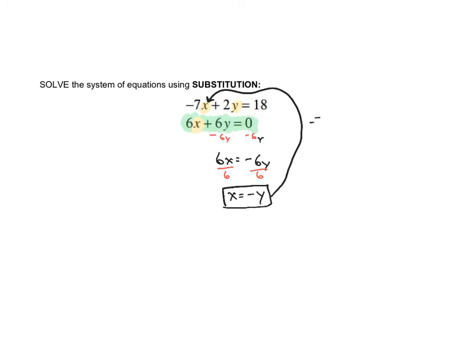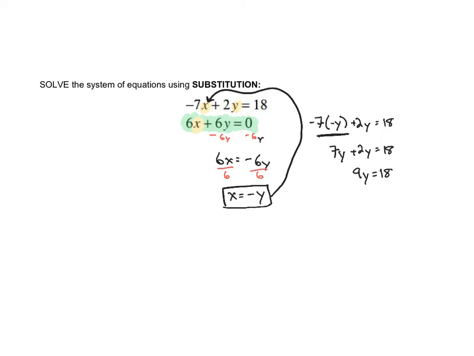So let's try it. Negative 7, instead of x, we're going to replace with what x equals right now, which is negative y, plus 2y equals 18. Now let's work this part out right here. Negative 7 times negative y, the negative negative is a positive. So we're going to get positive 7y plus 2y equals 18. 7y plus 2y is 9y equals 18.